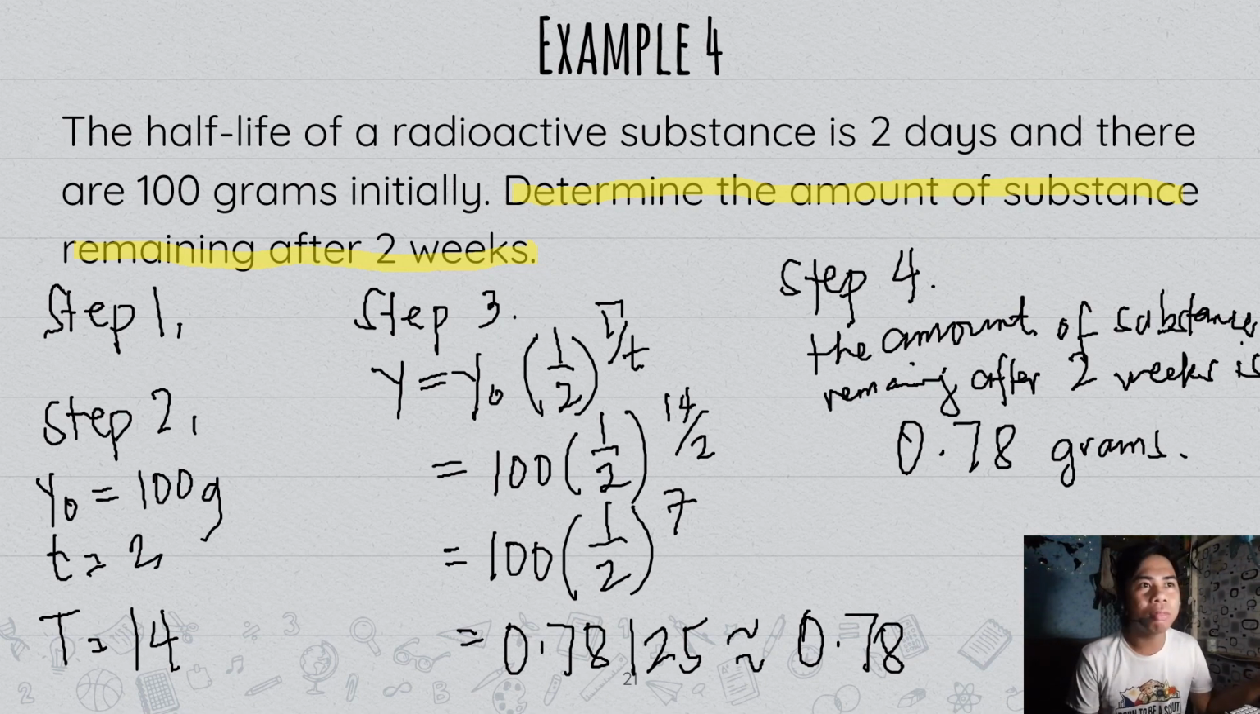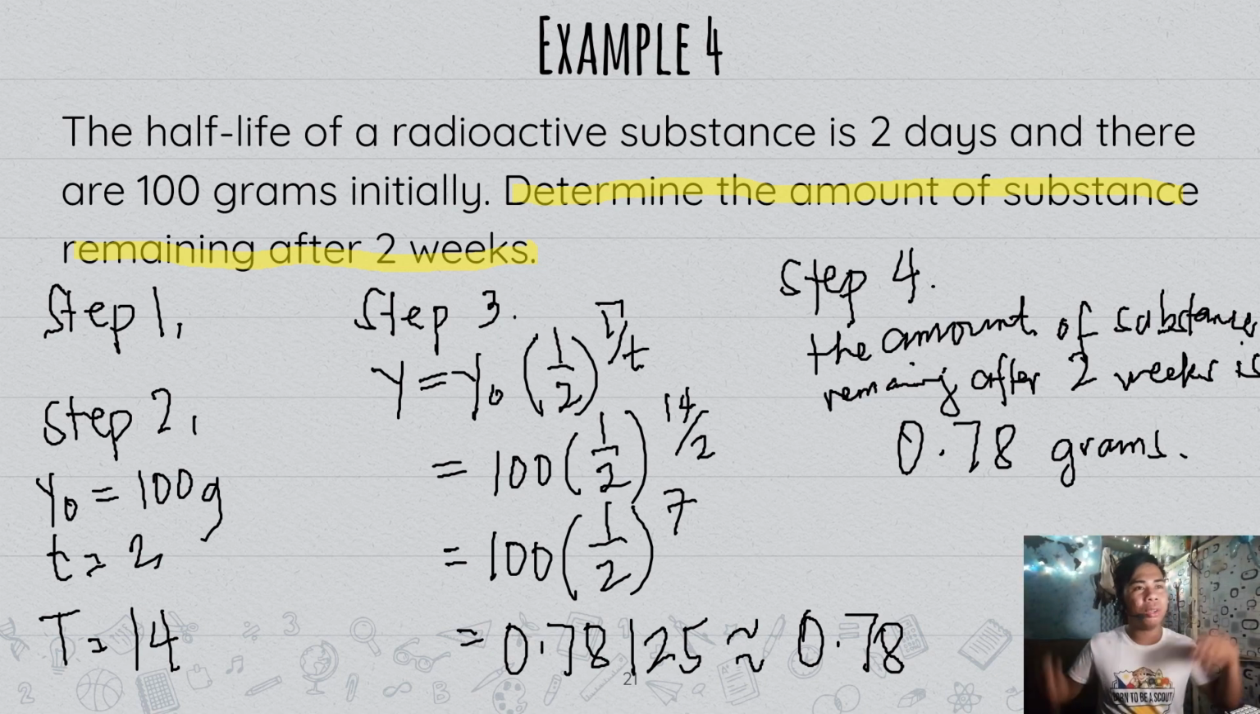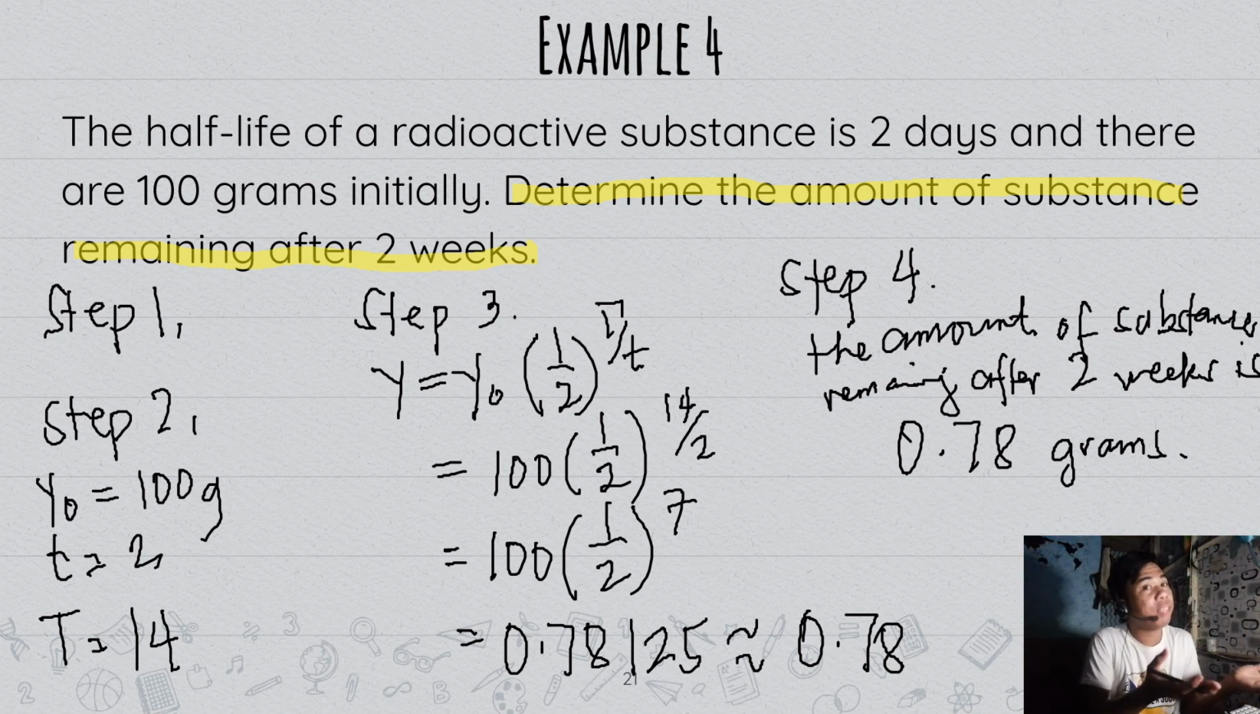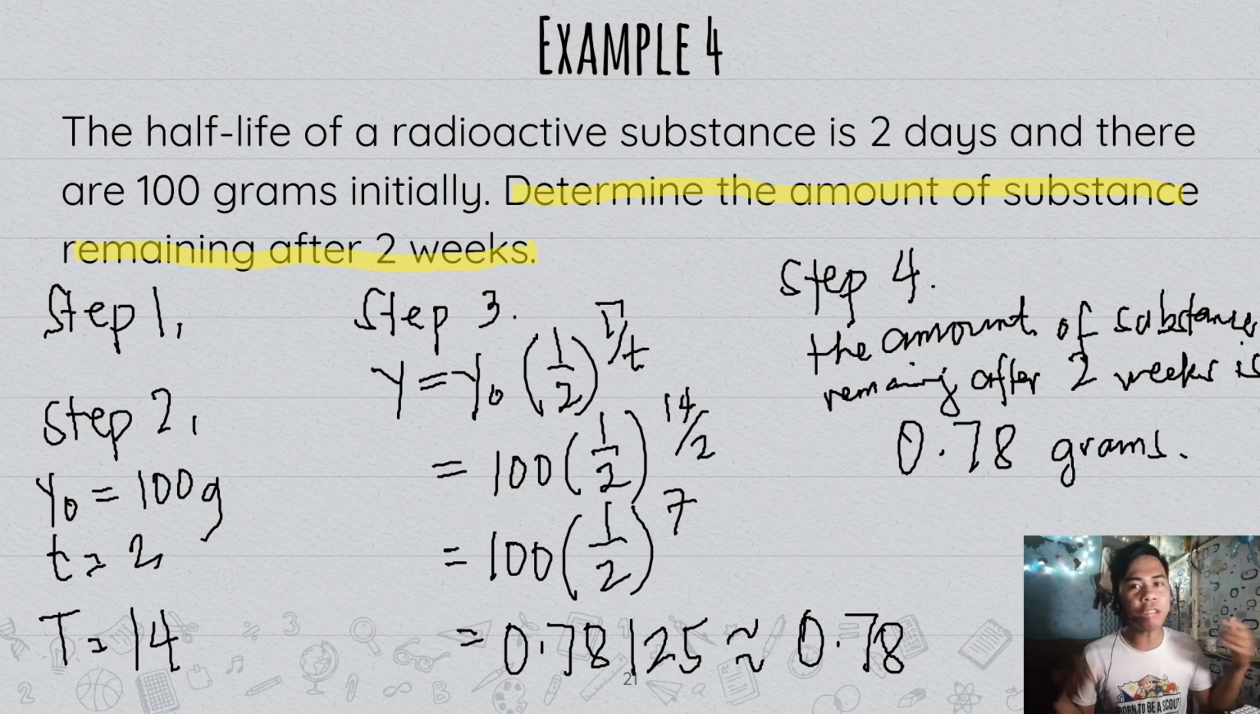a food and the half-life is 2 days, and then you left it in an open space for 2 weeks, and then out of 100 grams it becomes just 0.78 grams. Right? Okay. So do you have questions? If you have questions, contact me in Messenger. Okay?